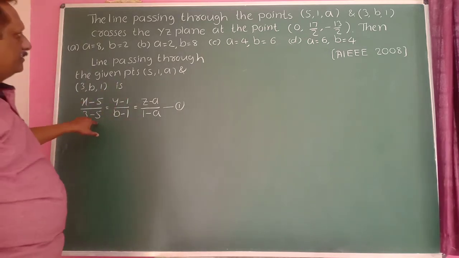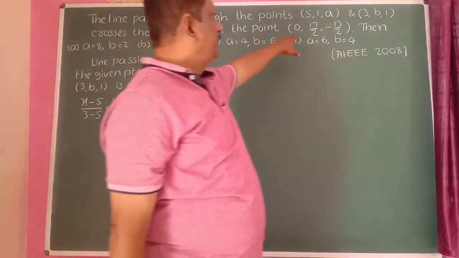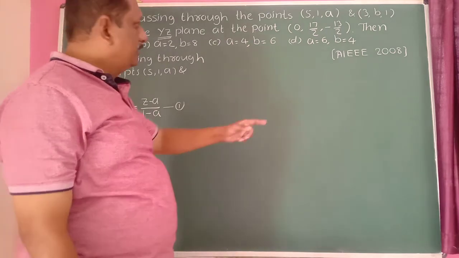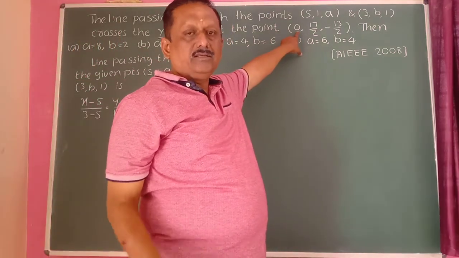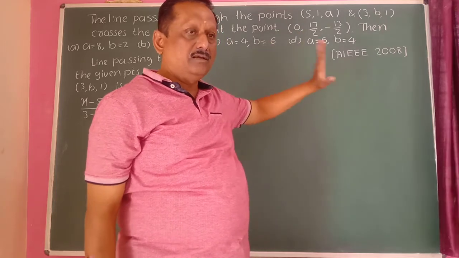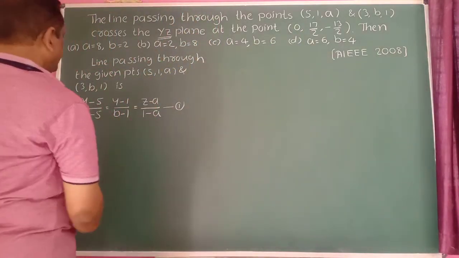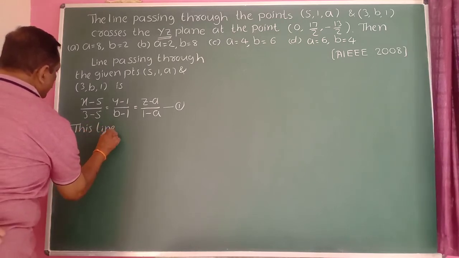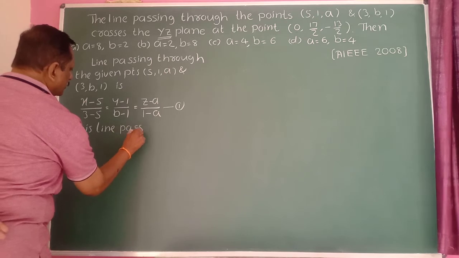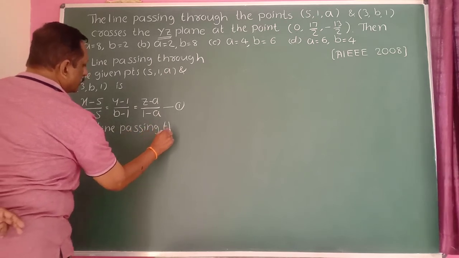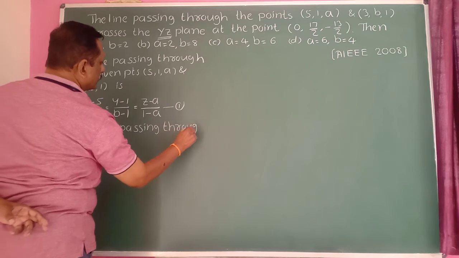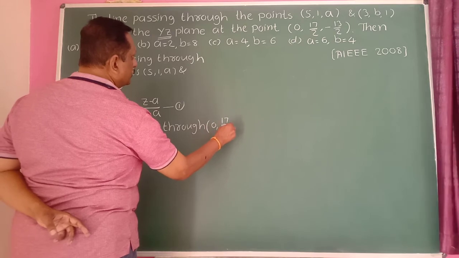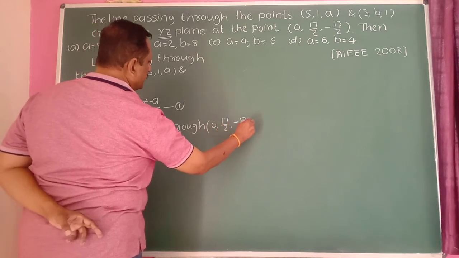Next, this line passes through the point (0, 17 by 2, minus 13 by 2). This point lies on the YZ plane, because on the YZ plane the x coordinate is 0. Therefore, the point lies on the YZ plane, and this line passes through that point.